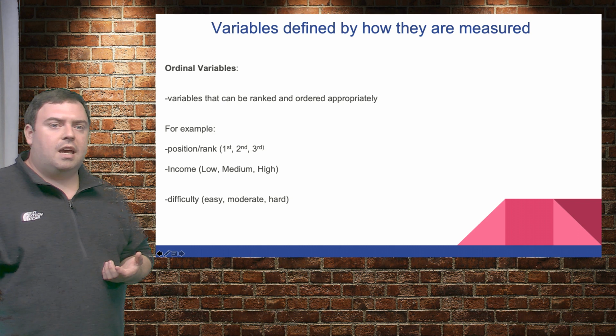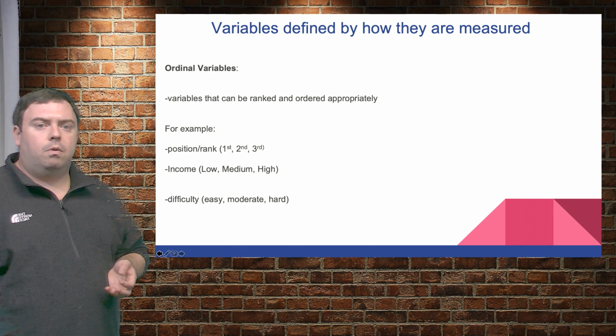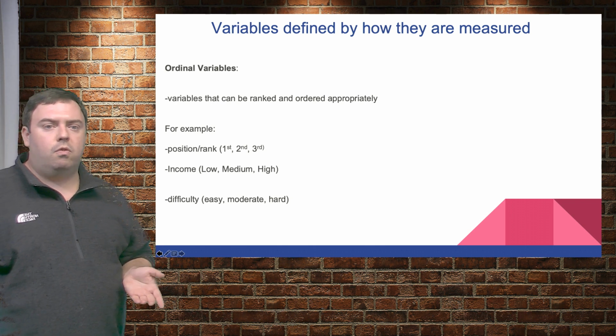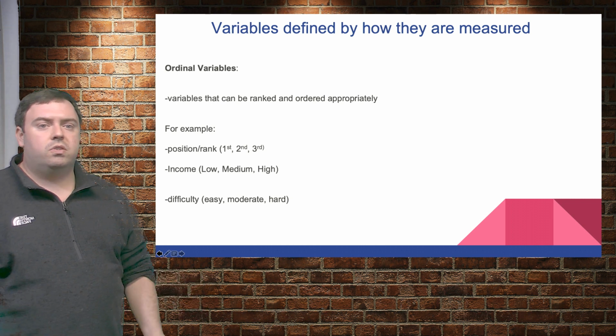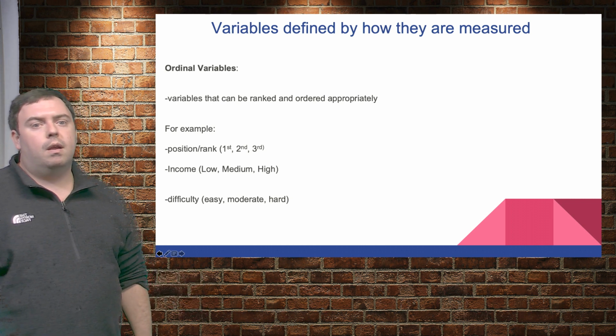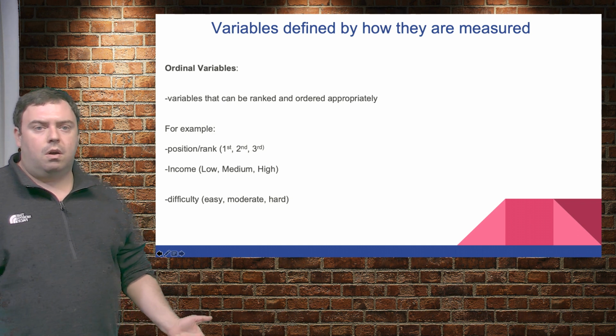Income is another type of ordinal variable. You could rank people based off of their income level from low, medium, or high. Difficulty level is also a form of ordinal variable where you could rank something from easy, moderate, to hard.